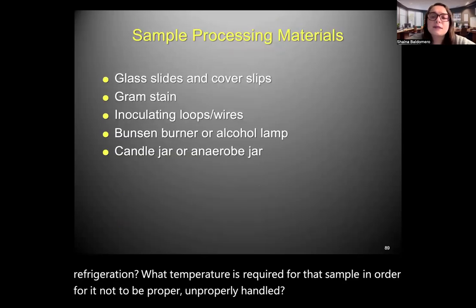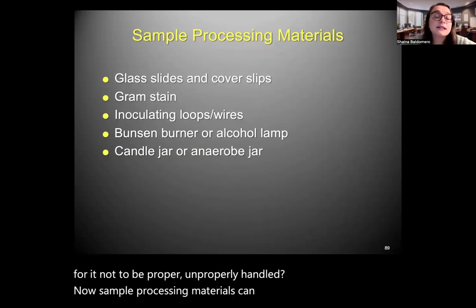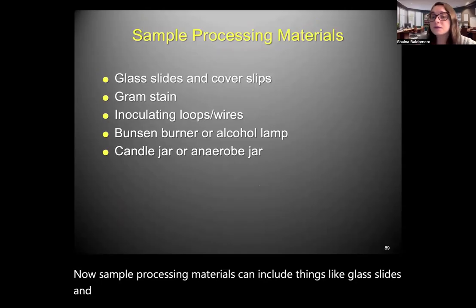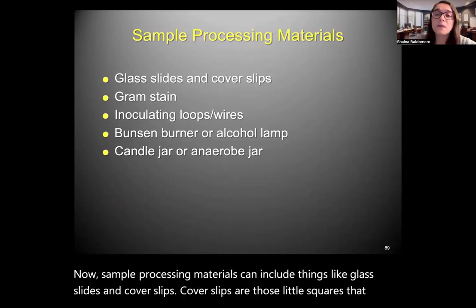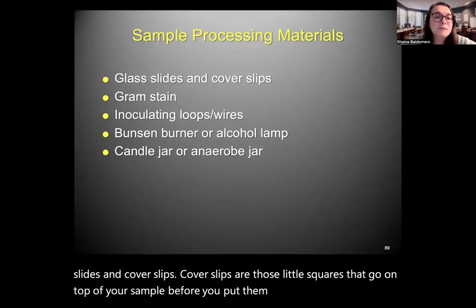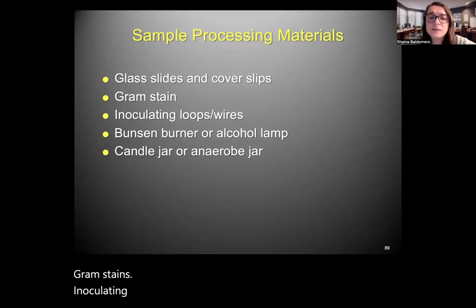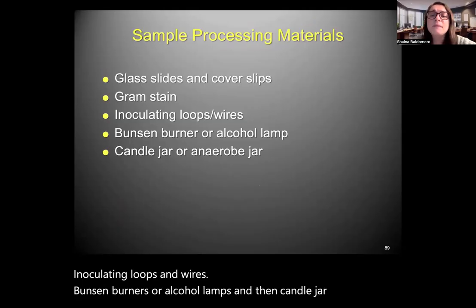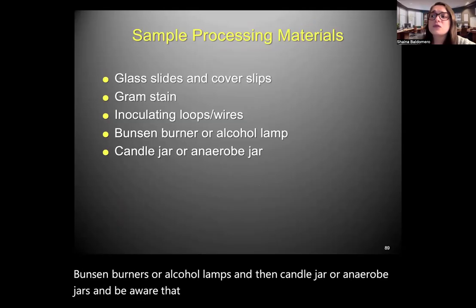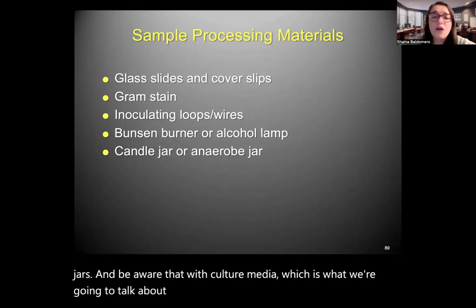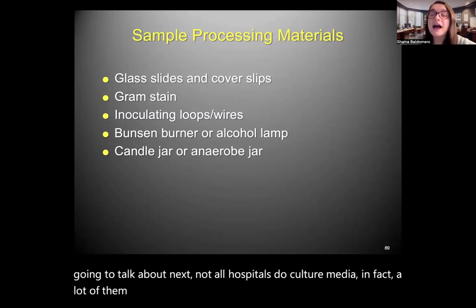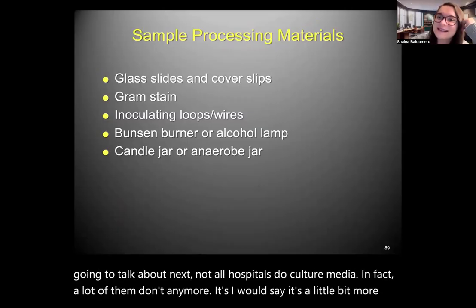Now, sample processing materials can include things like glass slides and cover slips. Cover slips are those little squares that go on top of your sample before you put them on the scope. Gram stains, inoculating loops and wires, Bunsen burners or alcohol lamps, and then candle jars or anaerobe jars. And be aware that with culture media, which is what we're going to talk about next, not all hospitals do culture media. In fact, a lot of them don't anymore. I would say it's a little bit more of old school medicine.